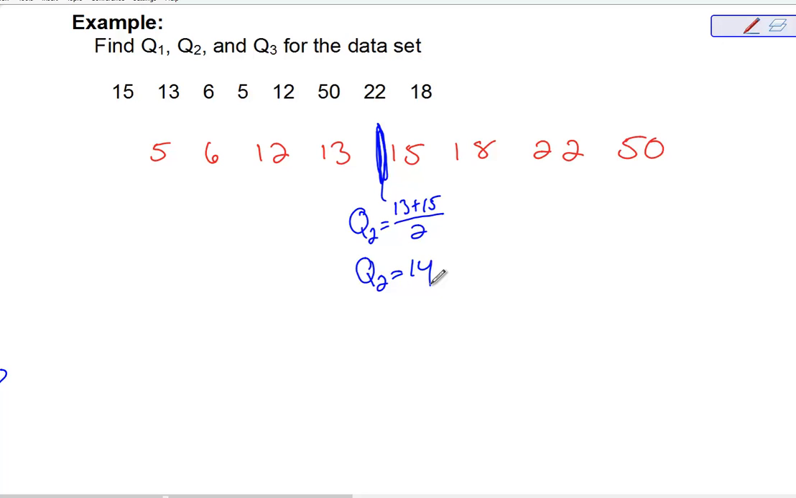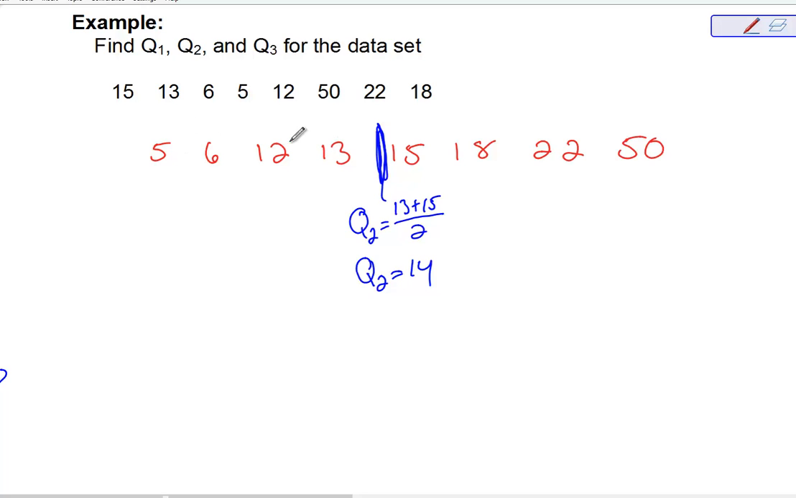To find Q1, I want to take the median of the lower part of my numbers. I don't want to include my Q2. Q2 was 14, so I'm not going to include it. I do want to include 13, even though I used it to find Q2. It is not actually Q2, so I'm going to still use it to find my Q1.